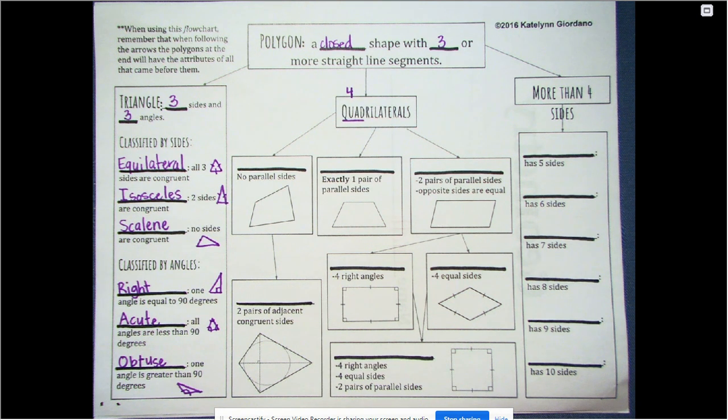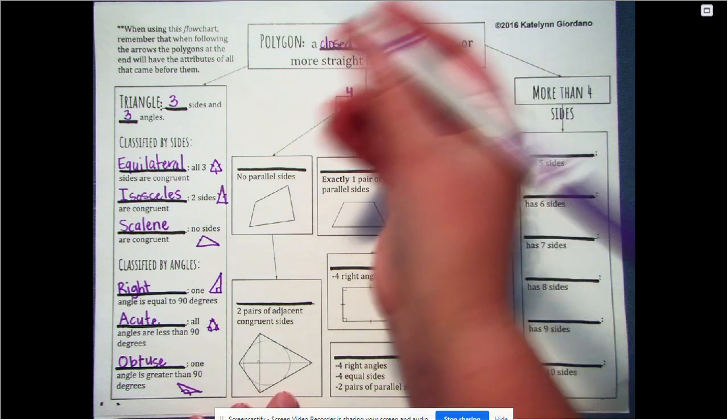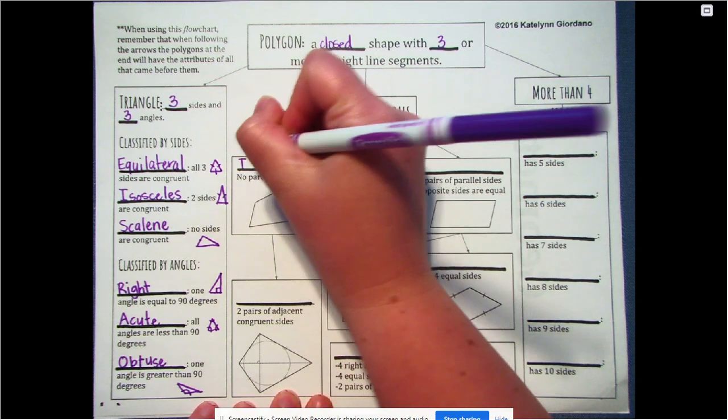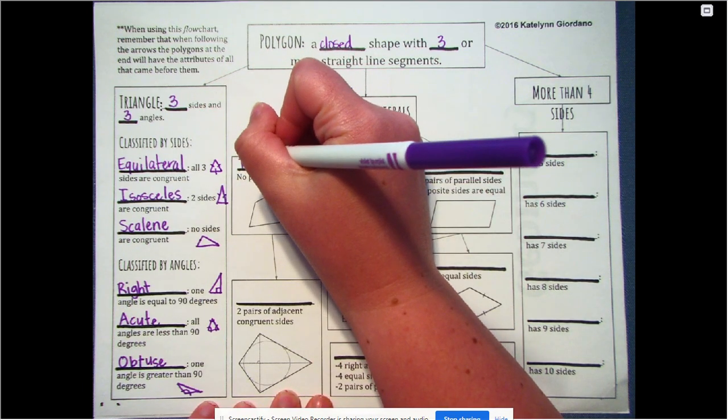So the first main category is any shape that has 4 sides that's closed is going to be a quadrilateral. If it has no parallel sides, and remember, parallel is when we draw 2 lines that if we kept going in either direction, they would never cross each other. That's going to be called a trapezium.